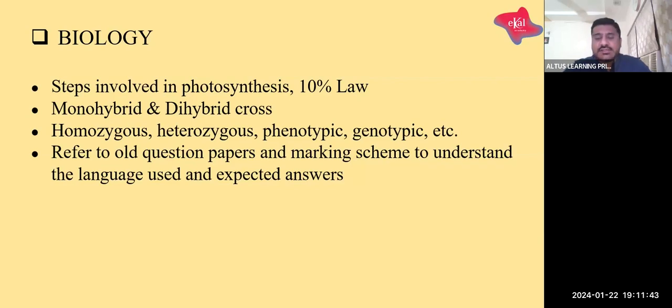Homozygous, heterozygous, phenotypic, genotypic. These are the keywords. Whenever you are attempting any question from this chapter, you have to include all these keywords. The examiner will be checking for these keywords only. So ensure that whenever you attempt a question from this chapter, you make a proper diagram, proper flow chart, proper Punnett square, and at the end of the answer, you can highlight the phenotypic ratio and the genotypic ratio.